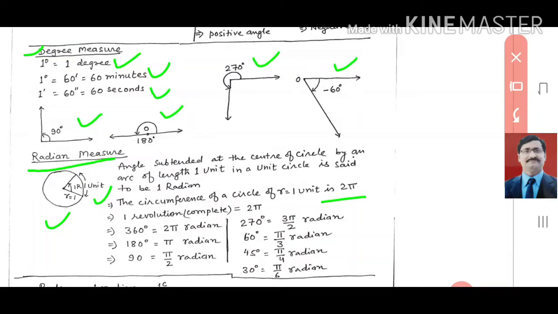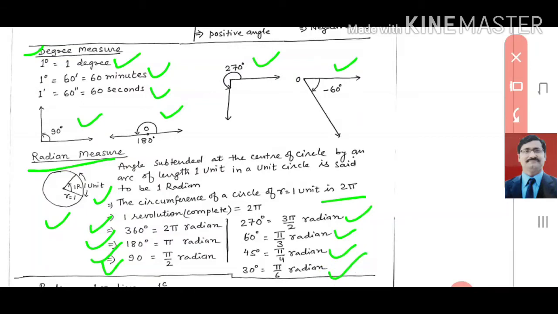So 1 complete revolution means the angle will be 2 pi. 360 degrees means 2 pi. 1 complete revolution means we have 360 degrees. 360 degrees we write as 2 pi radian, and 180 degrees we write as pi radian. 90 degrees we write as pi by 2 radian. 270 means 3 pi by 2 radian. 60 degrees means pi by 3 radian. 45 means pi by 4 radian, and 30 degrees means pi by 6 radian.